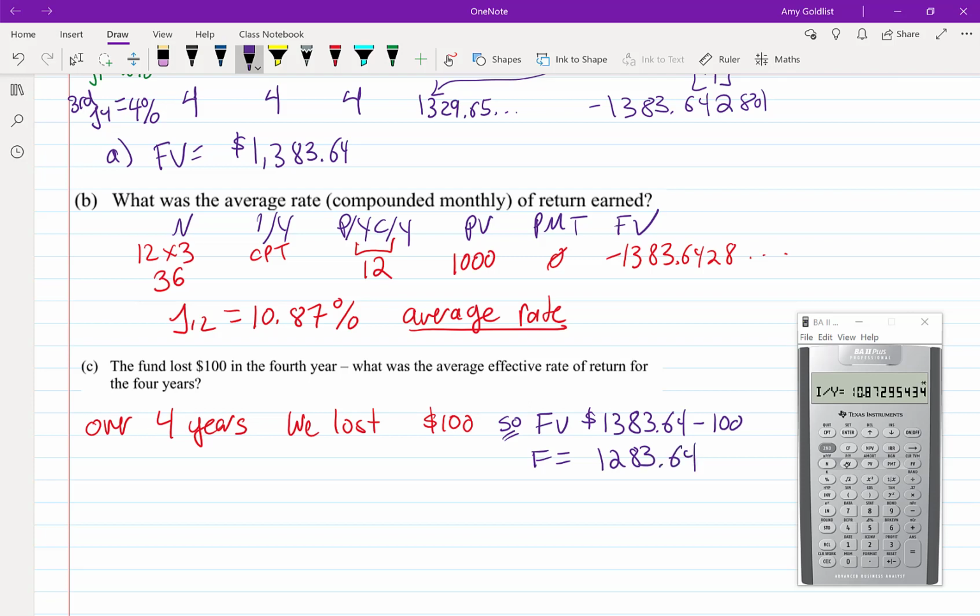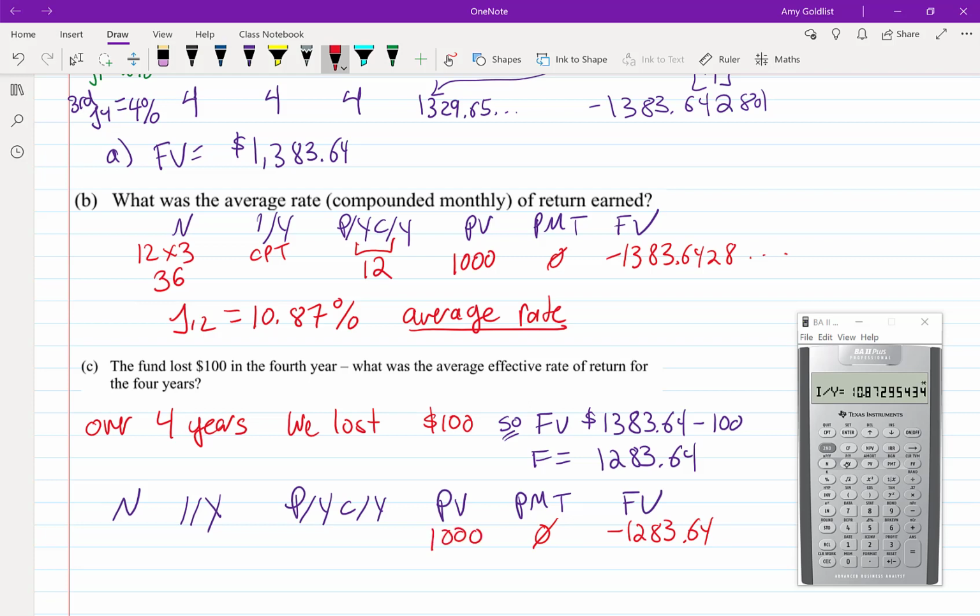$1,283.64. Here, I'm going to say it doesn't matter as much if we hold on to our rounding, because now we're on a specific number, and it's always good to hang on to all those decimal places, but it's less important in this particular example. So now our future value is going to be always negative. Our payment's always 0. We started out with $1,000 and we invested it, and this is effective, so it's annual, over 4 years. And our interest rate is what we're looking for.